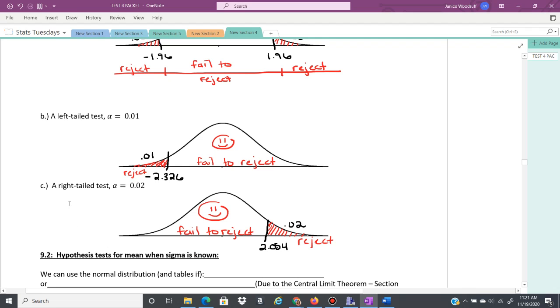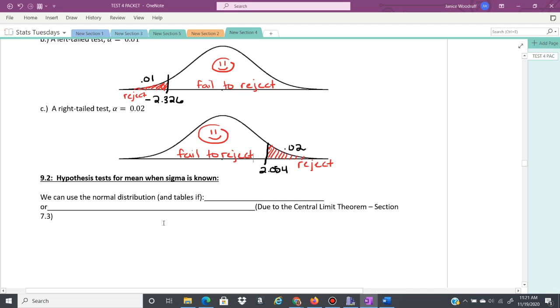Okay, so let's do an example of that. A hypothesis test for a mean when sigma is known. So when the population standard deviation is known, we can use normal distribution tables if the population standard deviation is known and if the population is normally distributed. Okay, so our sample size greater than 30, population normally distributed, central limit theorem.